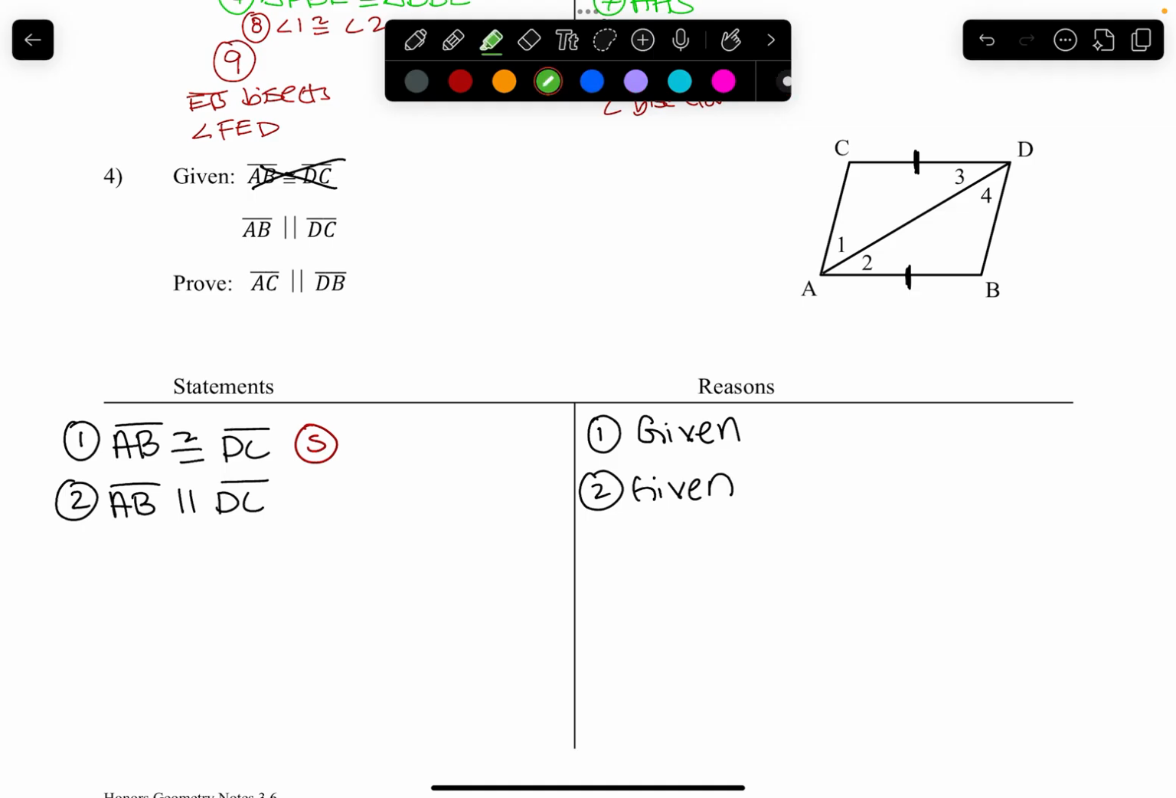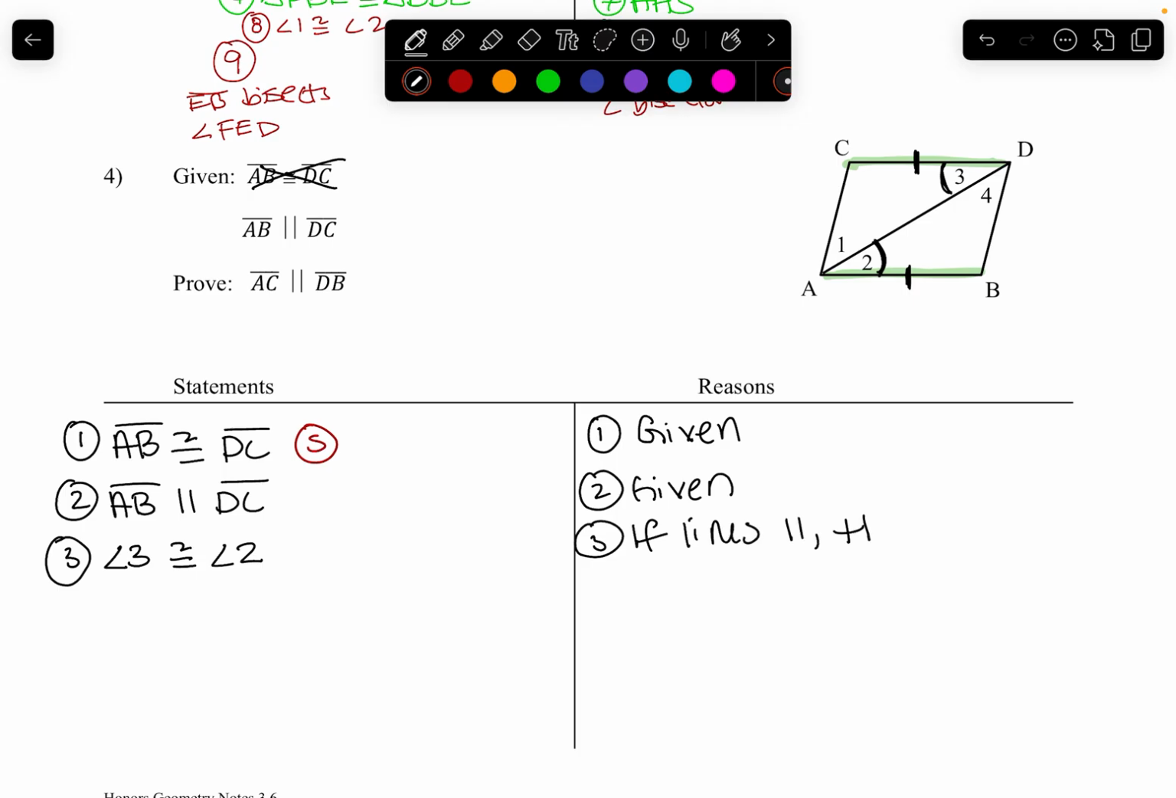Now, AB being parallel to CD doesn't give me congruency. So that means that from that information, I need to figure out what is congruent. And remember that when you have parallel lines, you have angle pairs somewhere. So I can say that angle 3 is congruent to angle 2. Here's angle 3, here's angle 2. And they are congruent because if lines are parallel, then we can say that alternate interior angles are congruent. Okay, so there's an angle that I have marked congruent now.